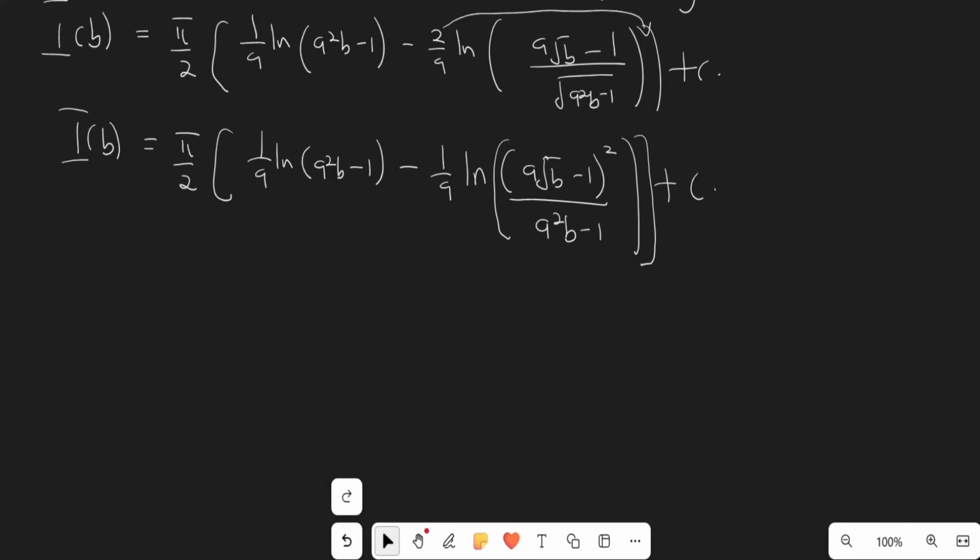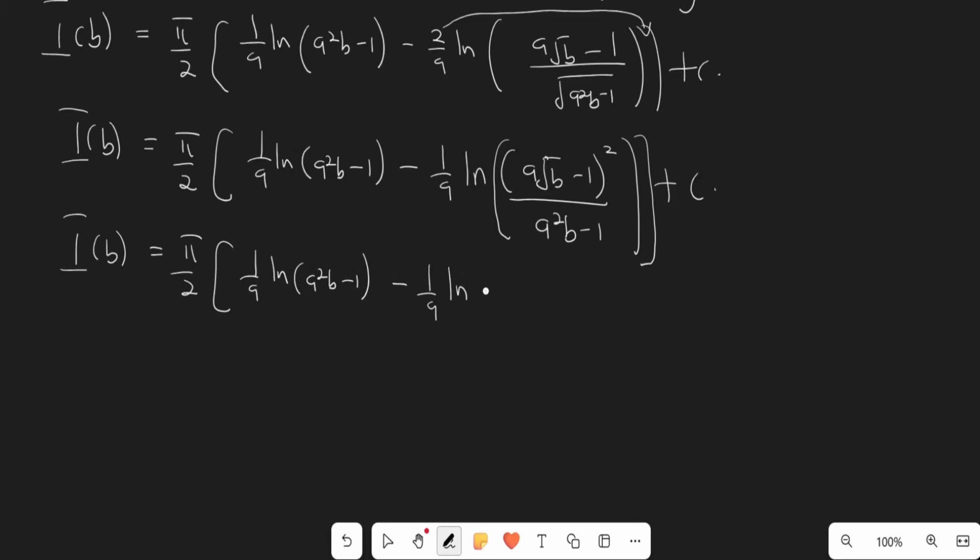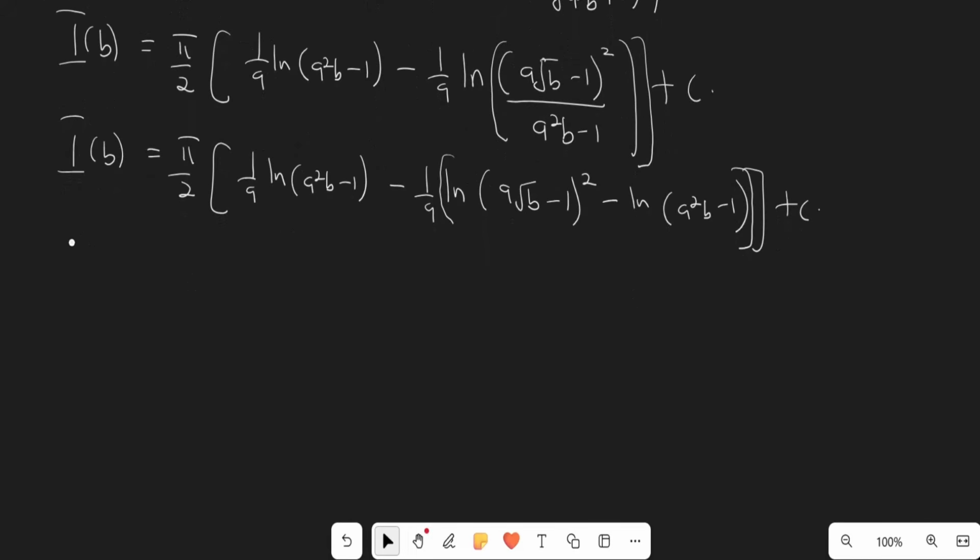And now we can apply some laws of logarithm there. So I of b is pi over 2, and then 1 over a, the ln of a squared b minus 1, minus 1 over a. This is the ln of a square root of b minus 1. This is squared, and then minus the ln of a squared b minus 1, like this. All right, plus the constant of integration. All this one is multiplied by 1 over a in front.